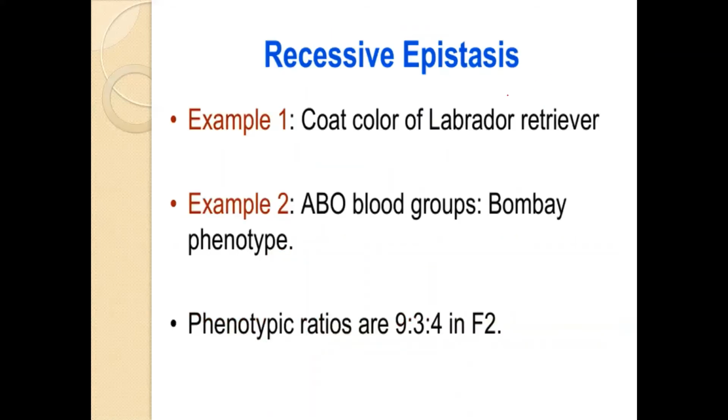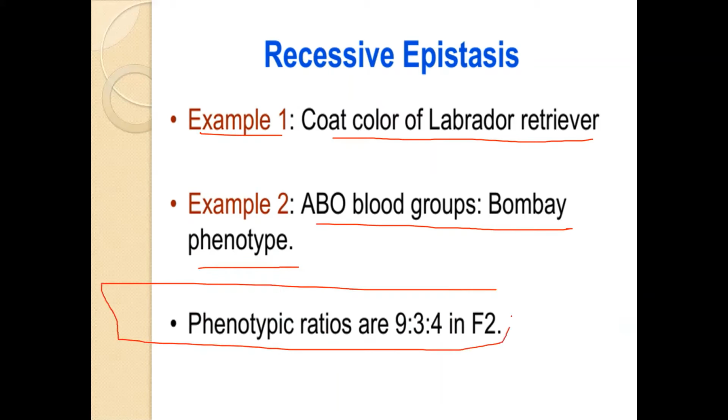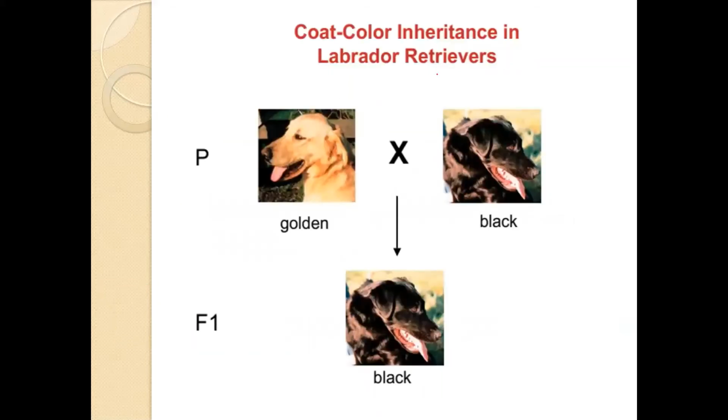So first we start with the example of recessive epistasis. Example 1 is the coat color of Labrador Retriever, and example 2 is the ABO blood group, that is the Bombay phenotype. In each and every case, the phenotypic ratio is 9:3:4. So let's look into our first example, that is the cross between a golden and a black retriever will always produce a black phenotype in the F1 generation.